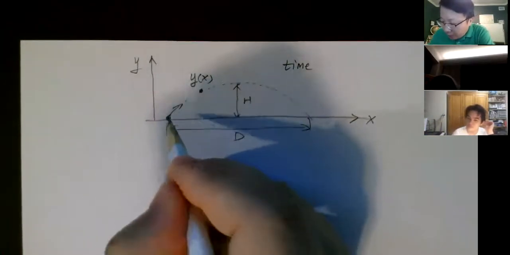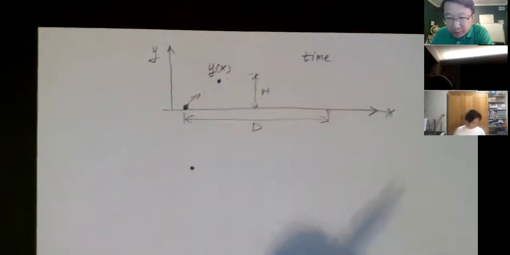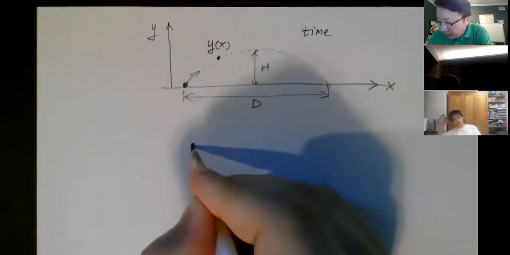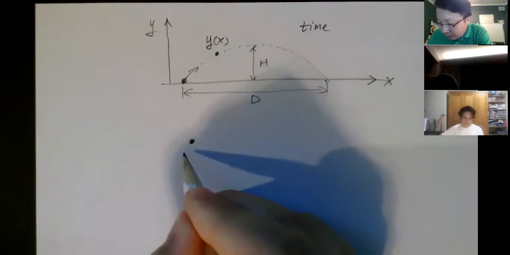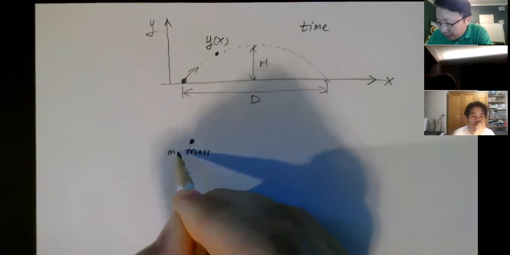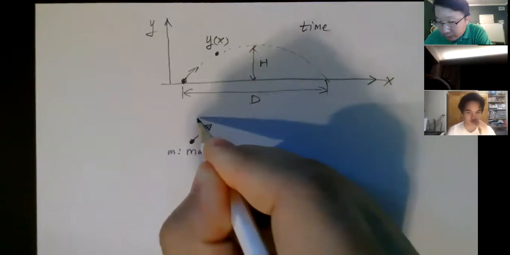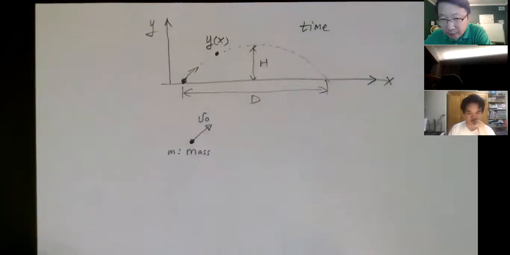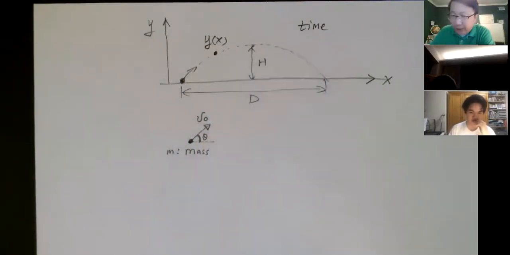Okay, so what kind of initial conditions do we know? We know there is a cannonball, a piece of metal, a piece of orange, a piece of anything, rock. And we know it has a basic physical parameter called mass, M. And we need to know the initial velocity called V zero, V naught. And we know its shooting angle called theta. That is all we need to know, and then we can derive all the rest, right?